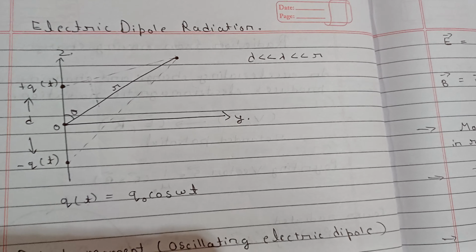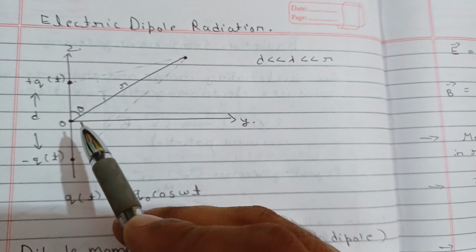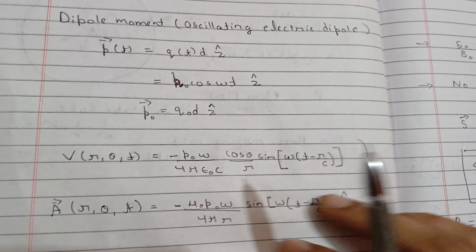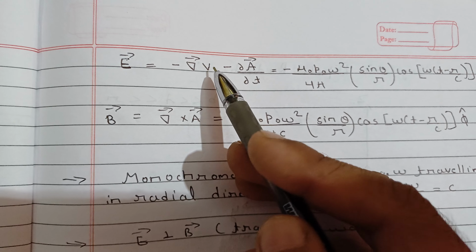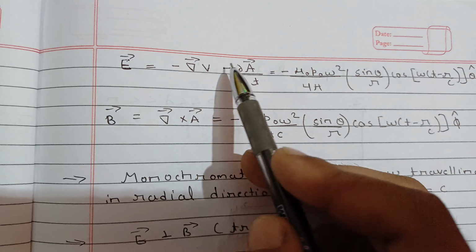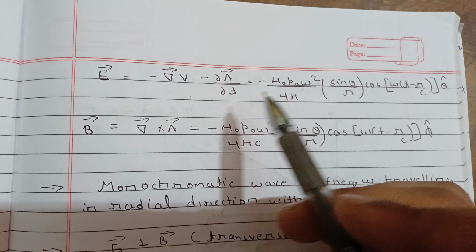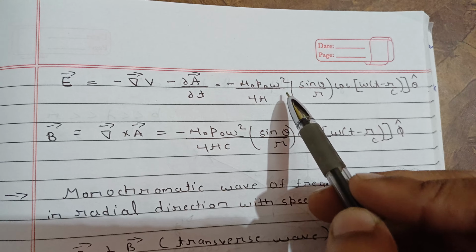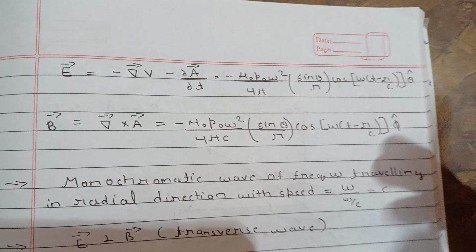You know the formulation. So due to this dipole, we need to find the electric and magnetic field at this point, only then can we define the EM wave. So if you know the potentials V and A, E will be, this is your formula, minus gradient V minus del A by del t. So you substitute the values of V and A and find the gradient of V and del A by del t. That will give you minus mu naught p naught omega square by 4 pi, sin theta by r, cos omega (t minus r by c) theta cap.